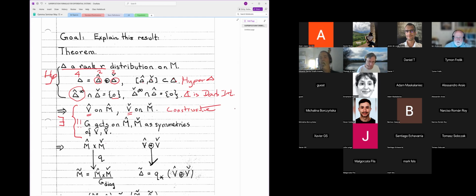The next part of the conclusion is what you do with this data. So with this data, you find the Cartesian product of these two manifolds, this one and this one, and you quotient it down.